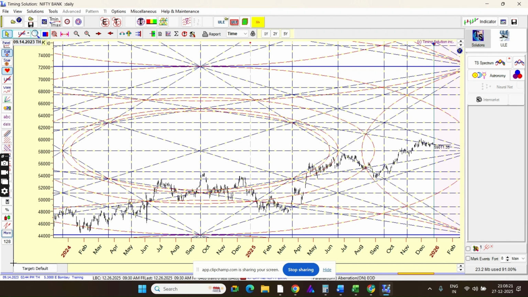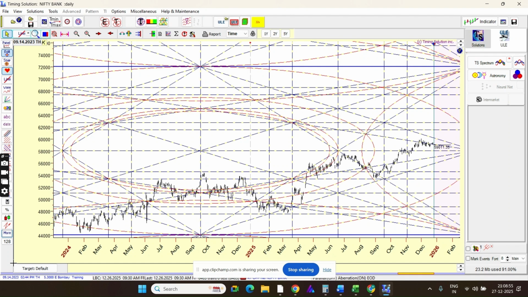This is the daily chart on Bank Nifty. We are seeing the chart from the start of the year 2024 till 2026 end. For Bank Nifty, we had a critical cycle starting from Jan 2024, which will end in Jan 2027. So the next year, that is 2026, is going to be very, very important for the Bank Nifty index.